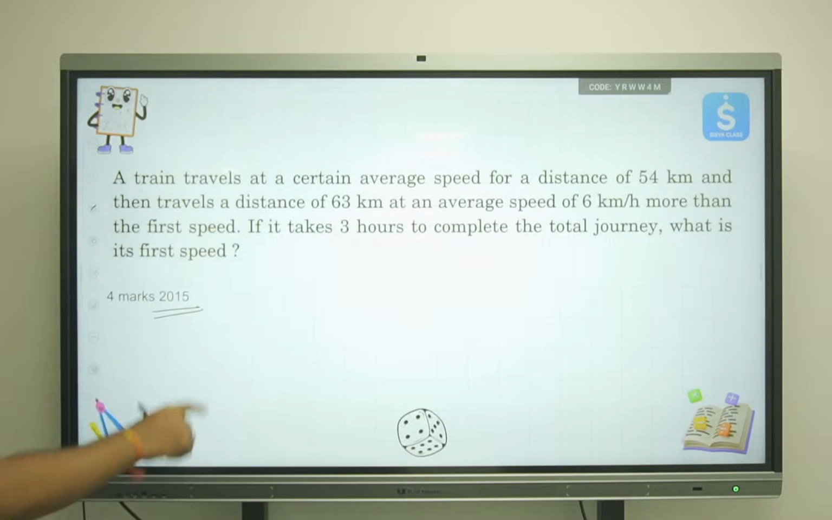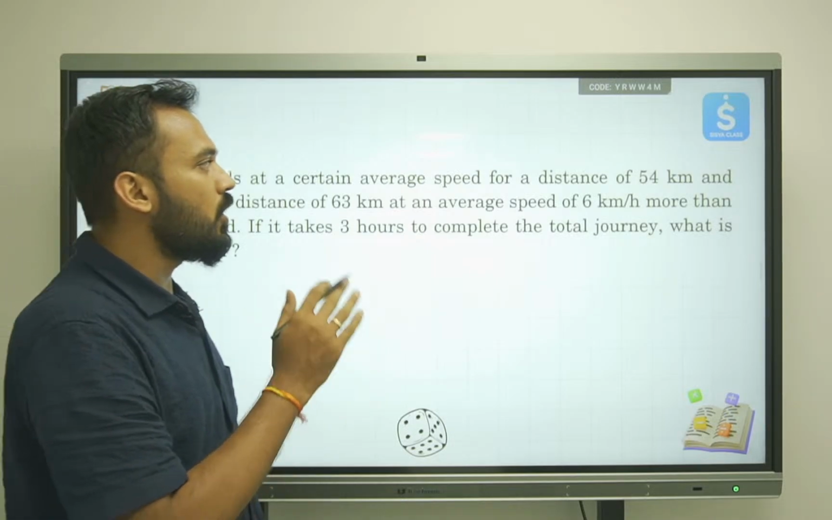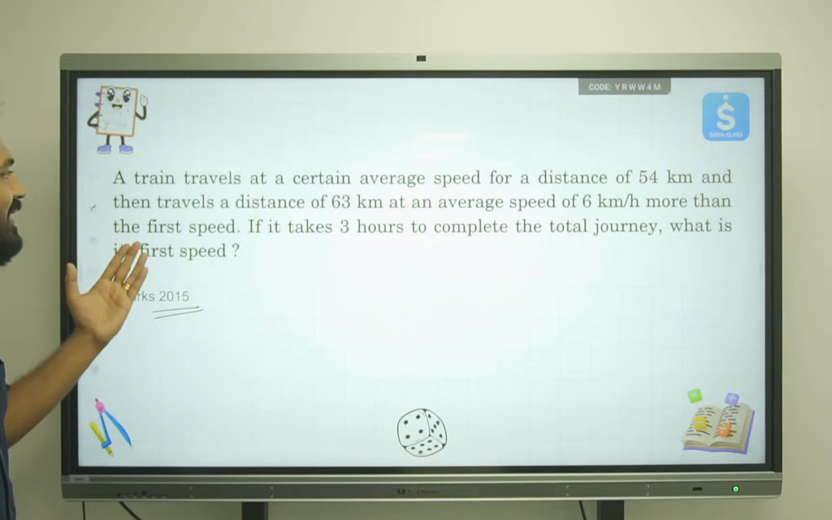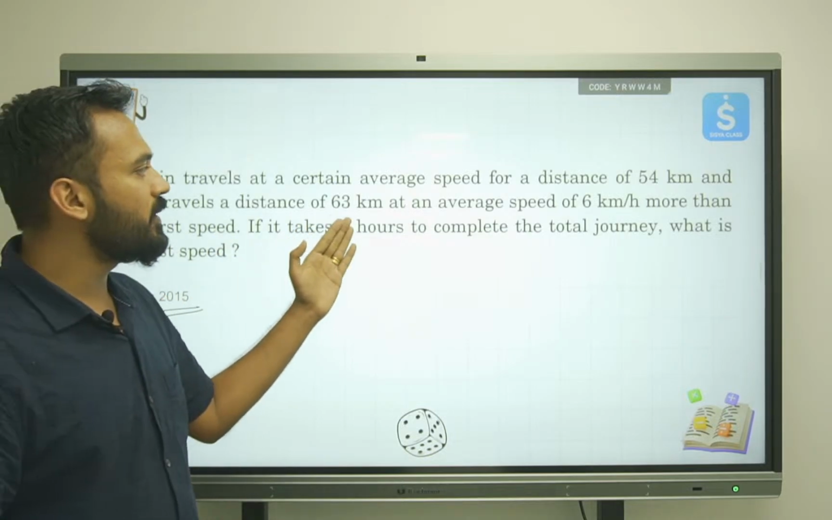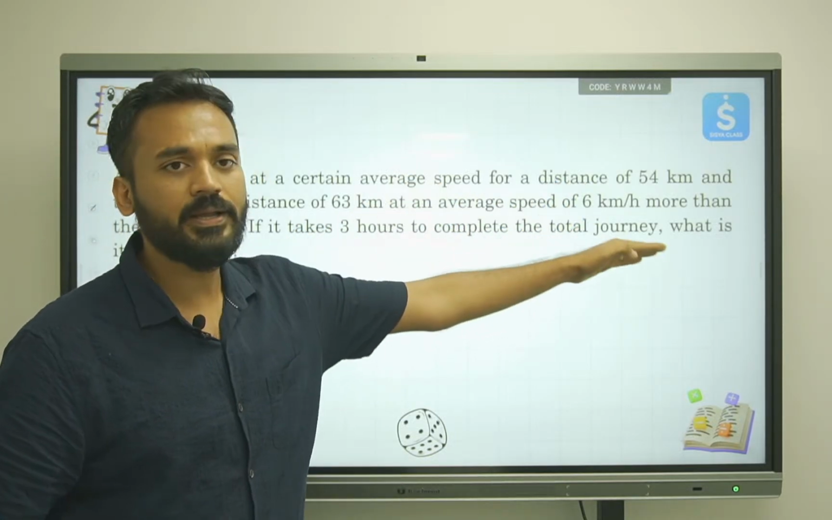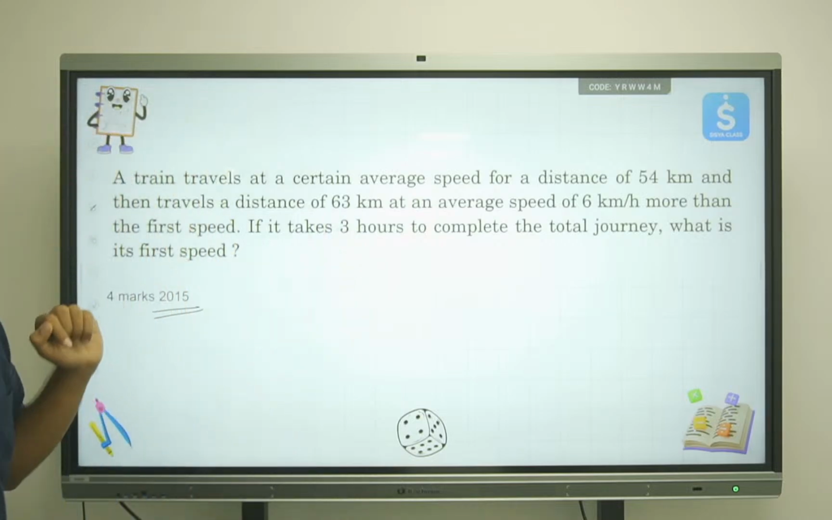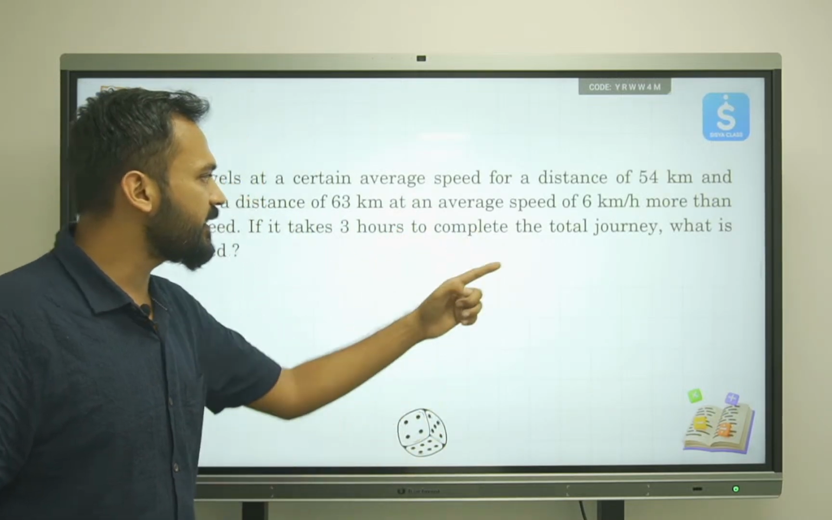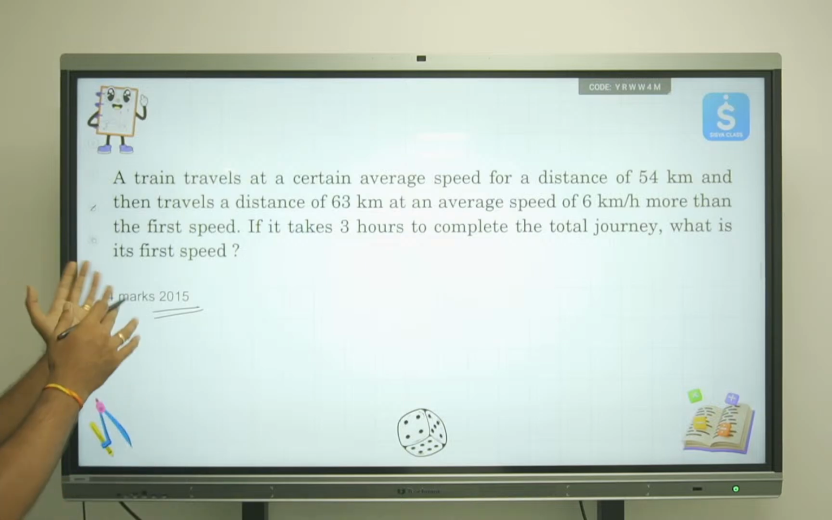So a train travels at a certain average speed for a distance of 54 kilometer, and then travels a distance of 63 kilometer at an average speed of 6 kilometer per hour more than the first speed. It takes 3 hours to complete the total journey. What is its first speed?